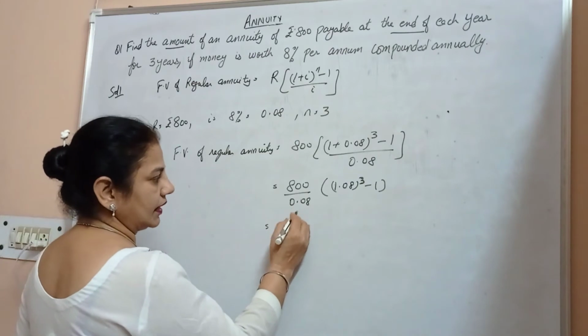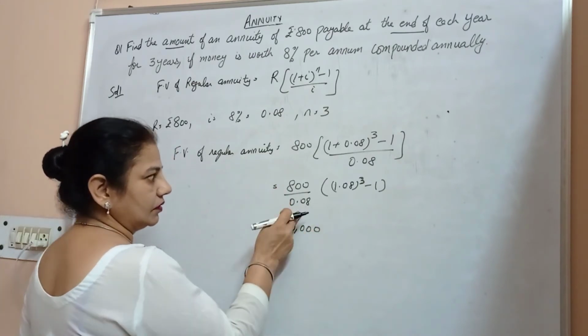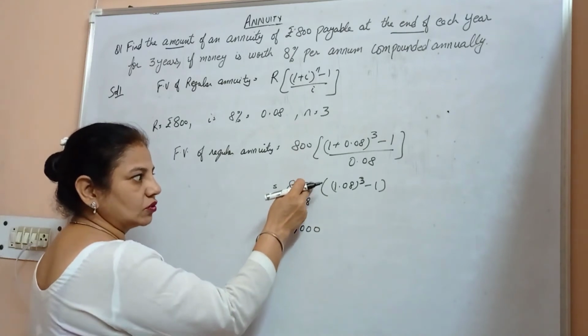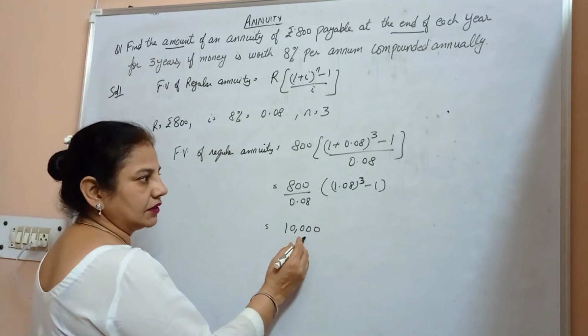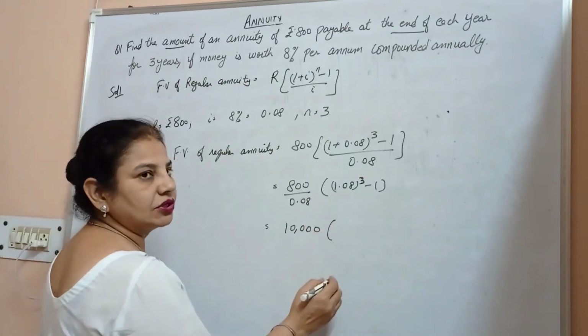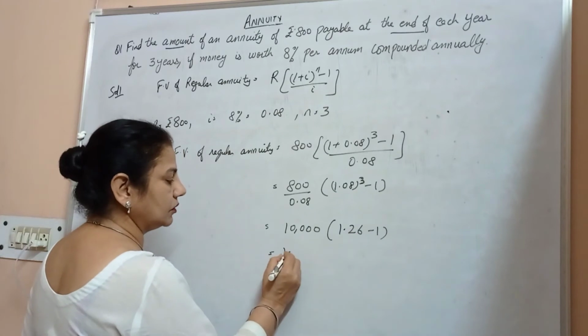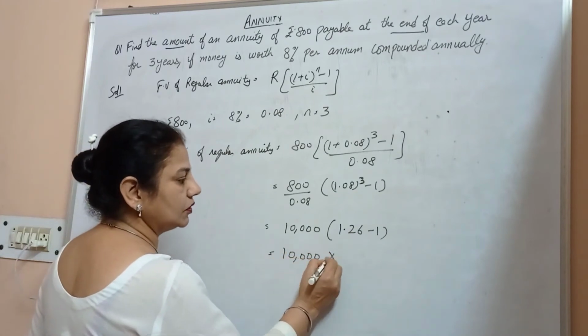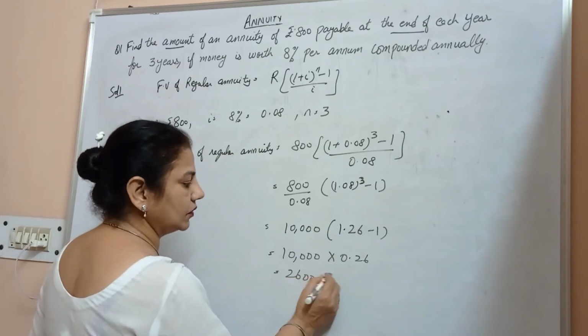Again, you can get this as 10,000. Cancel out with this. 2 decimals go in the numerator and 8 will be cancelled out. We get 10,000. And the cube of 1.08 is approximately 1.26 minus 1, which is equal to 10,000 into 0.26, which comes out to be 2,600 rupees.